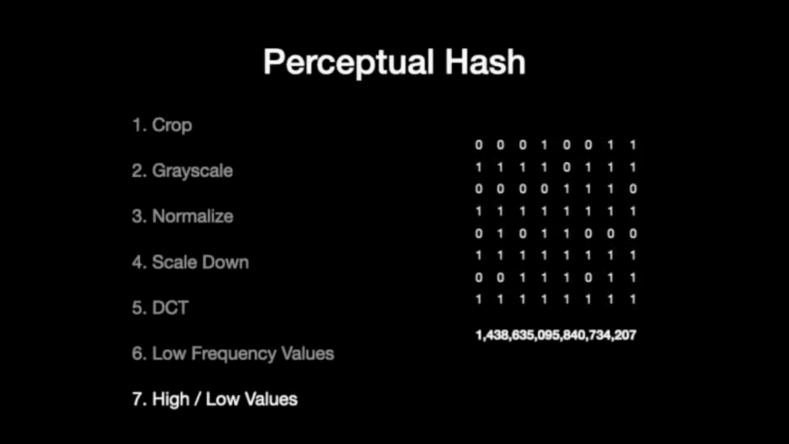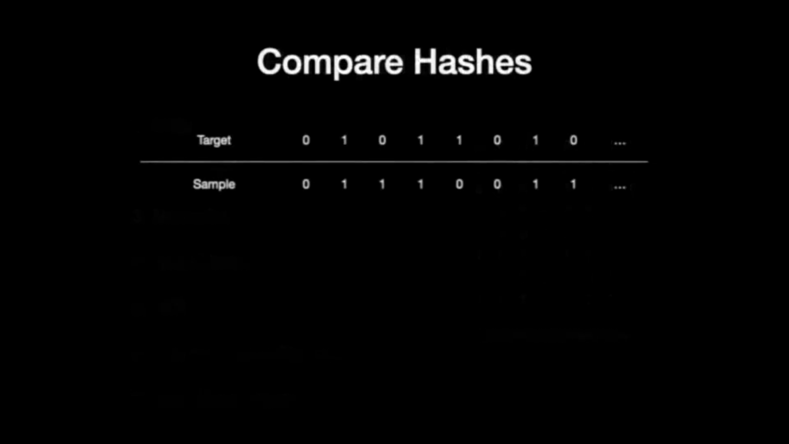I'll save you some work and just tell you that this number is approximately 1.4 quintillion. In fact, there are approximately 18 quintillion possible fingerprints of this size. This is the perceptual hash of the original image. The final step is comparing these hashes to see how similar two images actually are.